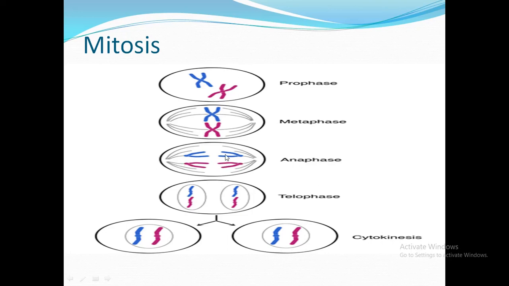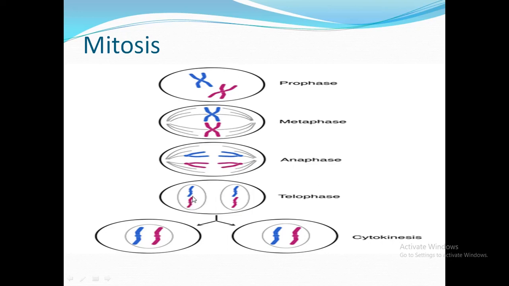And at the end of anaphase, these sister chromatids move to opposite poles. Now here you can see these are sister chromatids which have moved to opposite poles. That is what we call telophase. In telophase, what happens? The sister chromatids have moved to opposite poles.